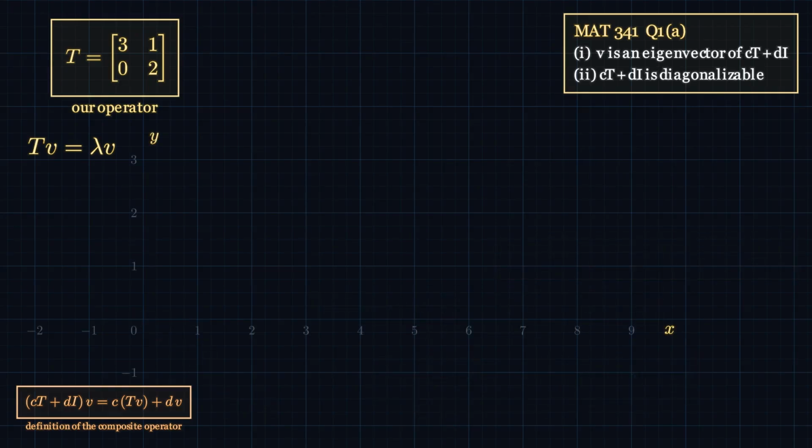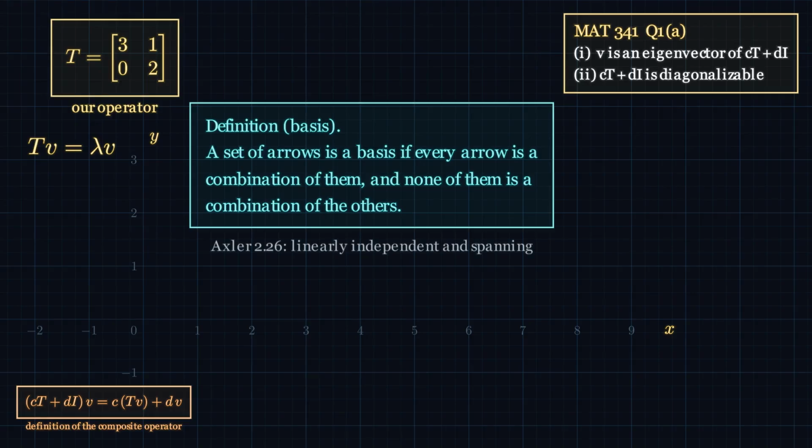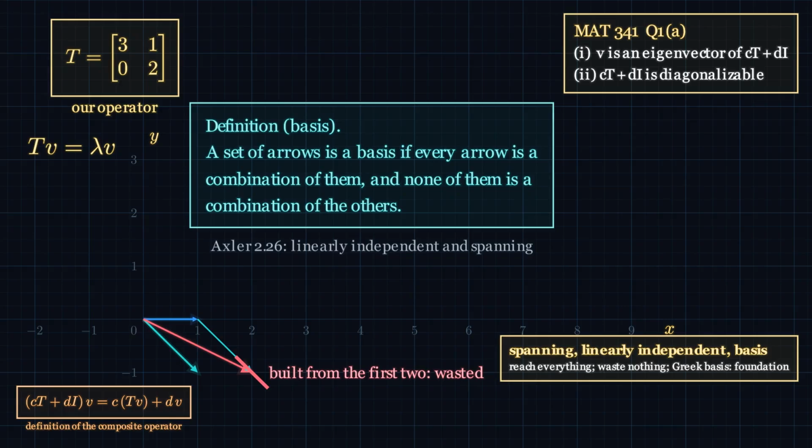A set of arrows with that property has a name. Write the definition. A basis of the plane is a set of arrows such that every arrow in the plane can be produced as a combination of them, and none of them is wasted. No arrow in the set is itself a combination of the others. The 2 clauses have official names you must recognize. Reaching everything is called spanning, and wasting nothing is called being linearly independent. Basis itself is Greek for foundation, the arrows everything else stands on.